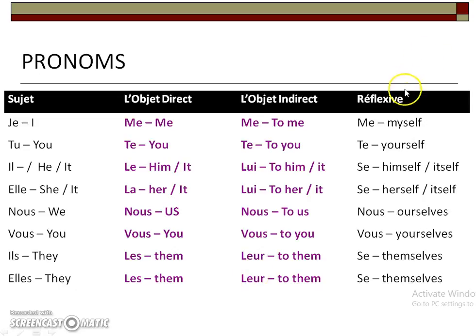And lastly, we have the reflexive pronouns, which are me, te, se, nous, vous, se, and se. Make sure that you thoroughly know the list of these pronouns so that you can appropriately apply them as and when required. Also note that the indirect object pronouns are used only for people and not for places or things.